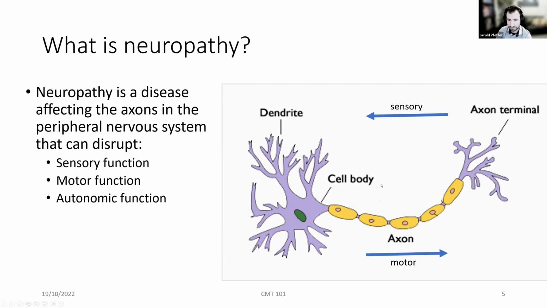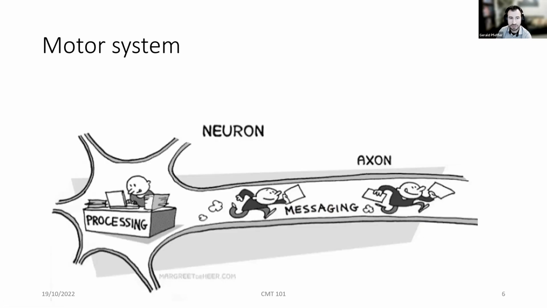to another. So generally, the problem in neuropathies is affecting the axon, either this conduit itself or the insulation surrounding that conduit, which results in altered transmission. So this is a little cartoon that kind of summarizes what that looks like. You have processing in the cell body, and the message goes through this axon here.